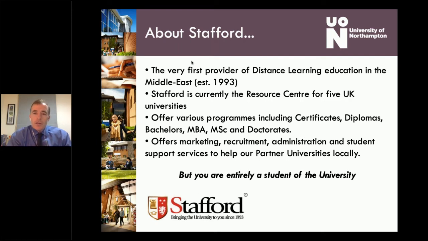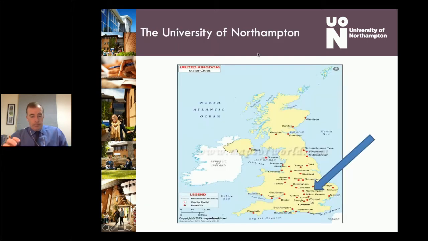But what Stafford does for the universities is it provides marketing, recruitment, administration, and student support services locally to the partner universities, because it's very difficult for the universities to do that from the home campuses in the UK. So that's the role it has with the University of Northampton. It's there to market and recruit students for the MBA programs locally in the Middle East and around Africa particularly. But once you're on the program, you are entirely a student of the university. The degree is awarded by the university, all of the academics are from the university and everything else. So just to be clear about how Stafford fits in.